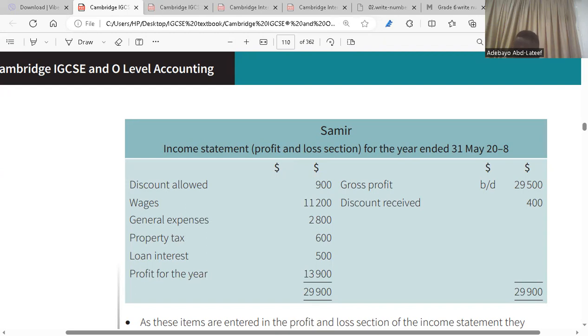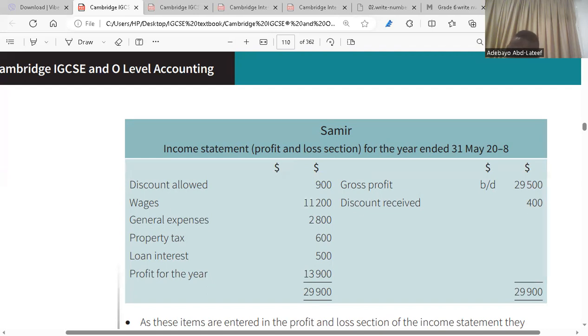What about discount allowed? Okay, we did discount allowed, 900. The wages, the general expenses, property tax, and loan interest. We did it all. Okay, let's see: 1, 2, 3, 4, 5. Discount received, we did 400, yes. So what's the total here? 16,000. So 29,900 minus 16,000. That's our net profit.